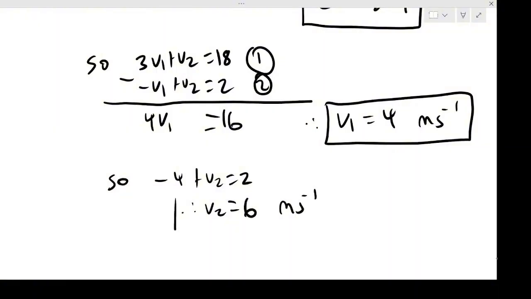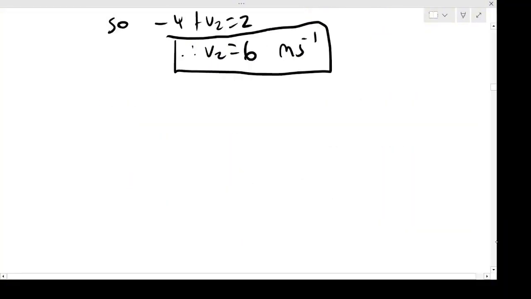Okay, and that is my speed for the second ball afterwards. And there we are. Those are my two speeds then. Okay, so hopefully you get the process there. So we use momentum, we use restitution, and we solve simultaneous equations. So that's generally the premise.